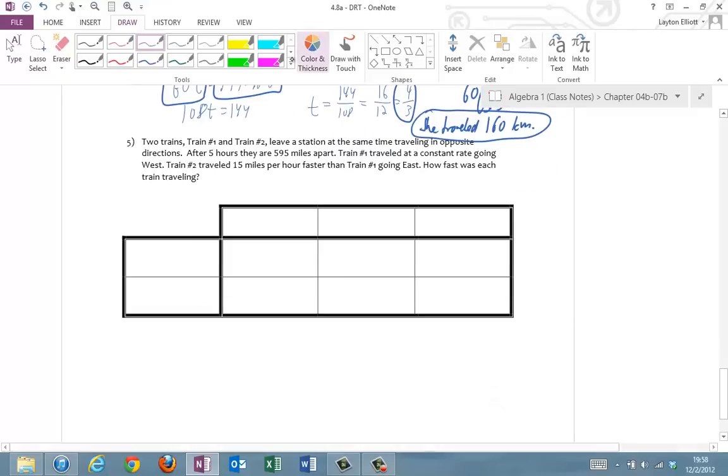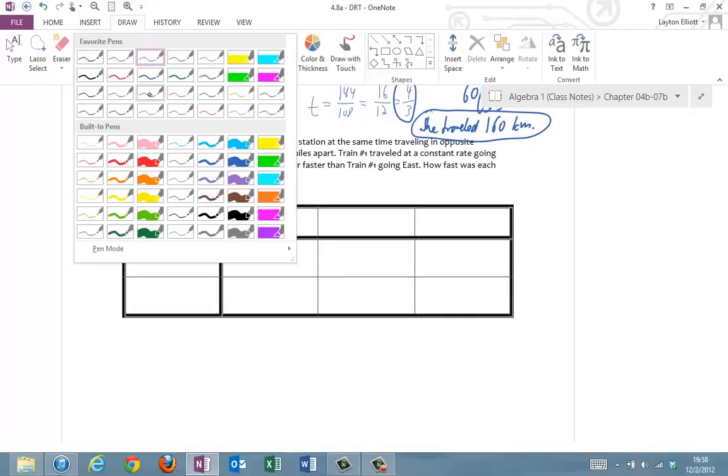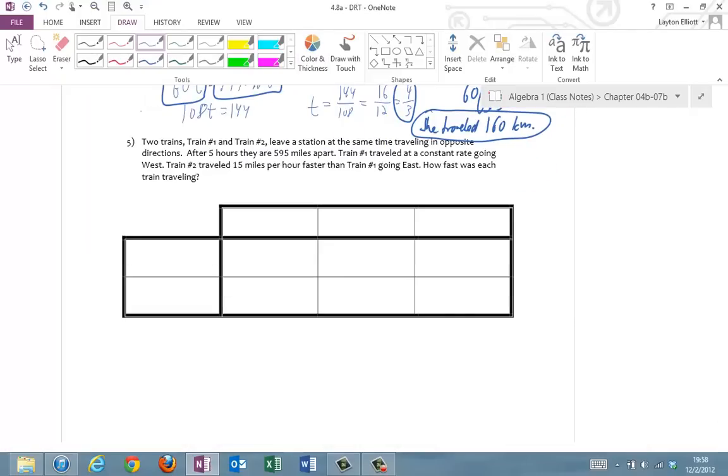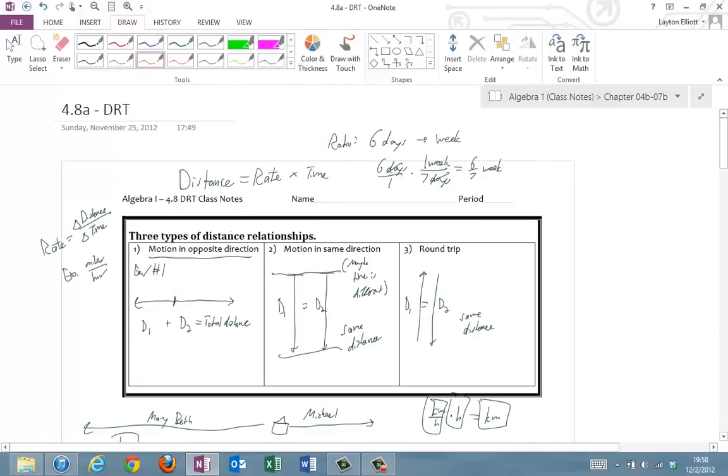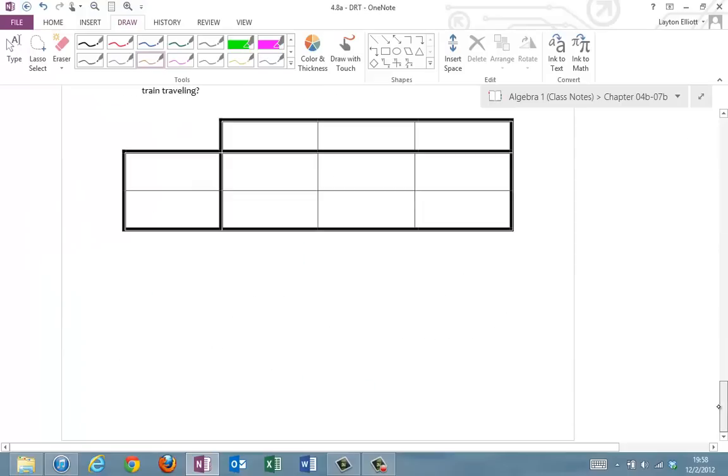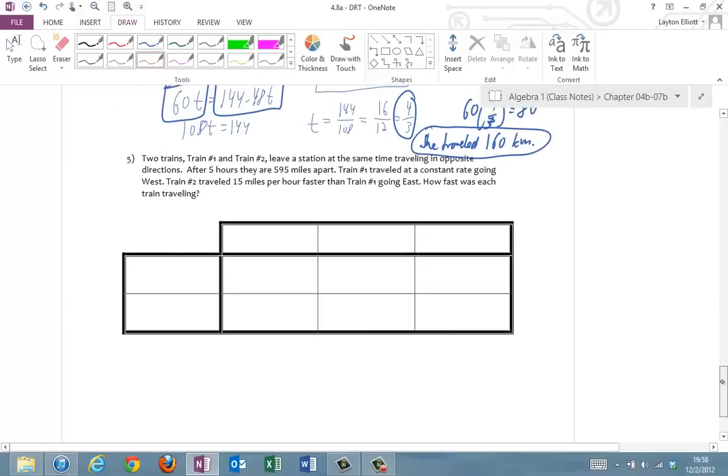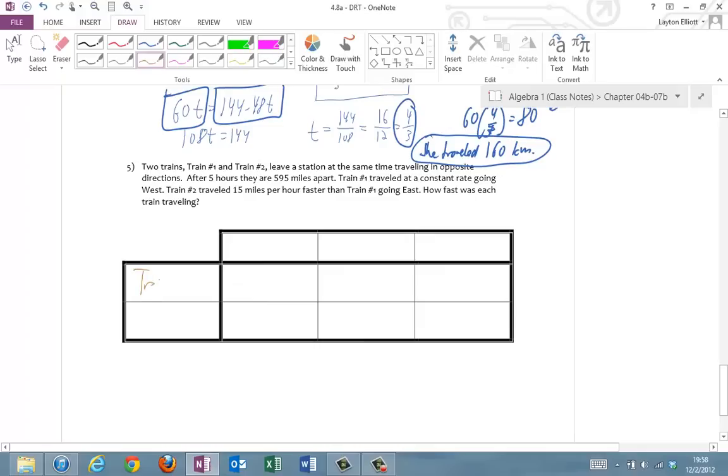Finally, if you want to put fear into your parents, just start any sentence with "Two trains." They'll freak out. Two trains, train 1 and train 2, leave the station at the same time, traveling in opposite directions. Way back up at the top, we have motion in opposite directions, so we have a total distance situation. Go back all the way to the bottom. We have train number 1 and train number 2. After 5 hours, they are 595 miles apart.